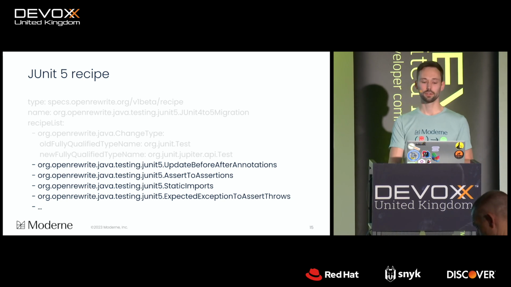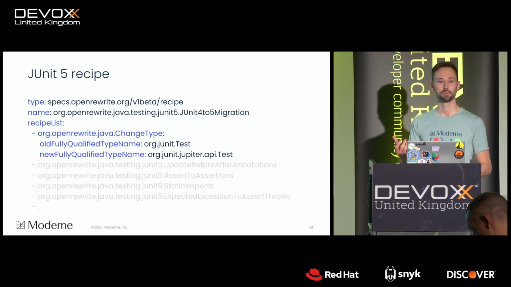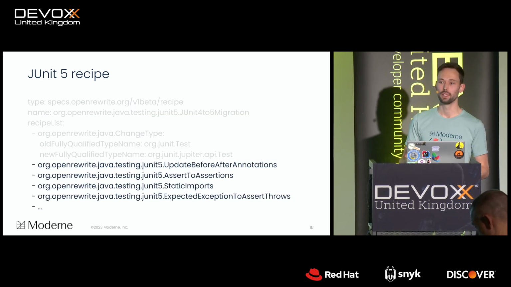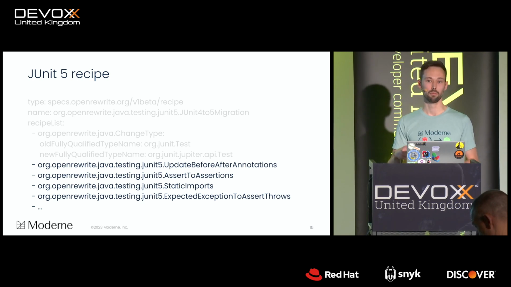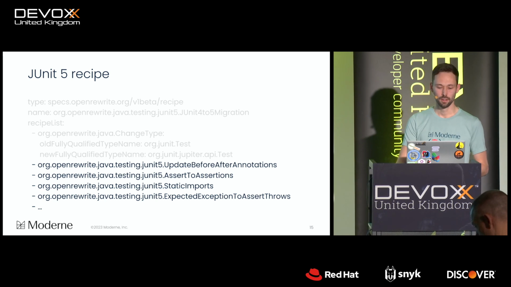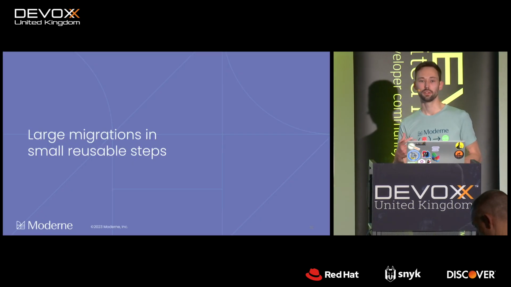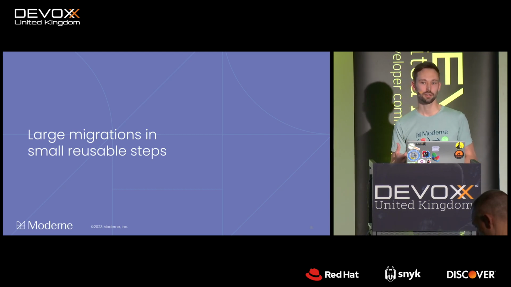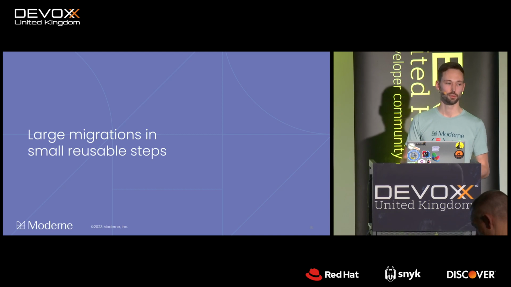Some of these migration recipes make use of the building blocks that I mentioned, such as the change type recipes. Others are implemented as an imperative step, a dedicated Java visitor that manipulates the lossless semantic tree. And all these steps combine to achieve a complete JUnit 5 migration. This is a common pattern with OpenRewrite. Large migrations are broken up into small reusable steps.